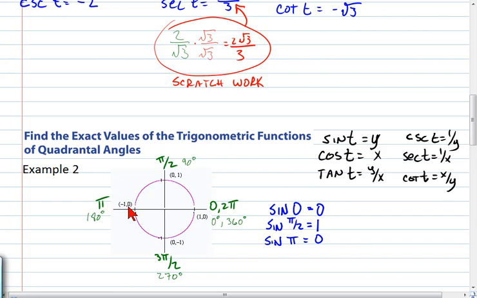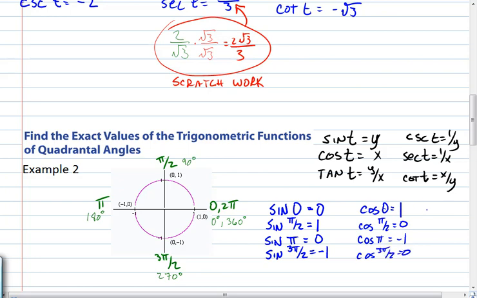Sine is the y value on the point. And then if we go around, we get sine of 3 pi over 2 is negative 1. 2 pi, we just terminate back where we started from. So you can see it's going to repeat. We can do the same thing for cosine. Cosine 0 is 1. Cosine pi over 2 is 0, cosine pi is negative 1, and cosine 3 pi over 2 is 0.